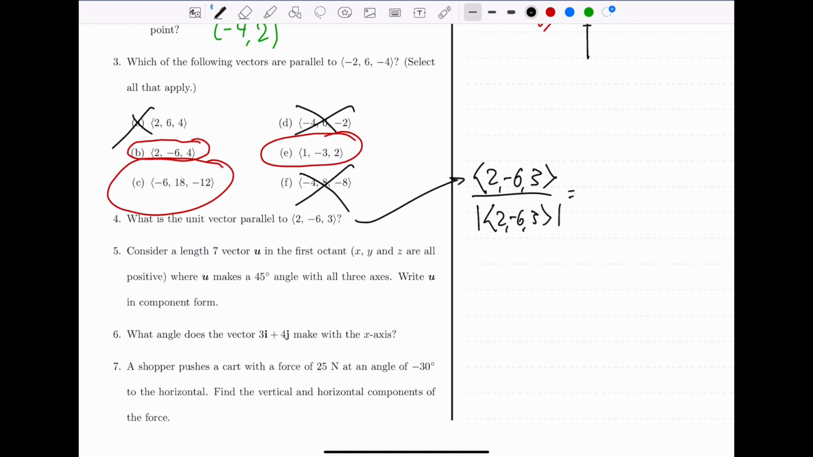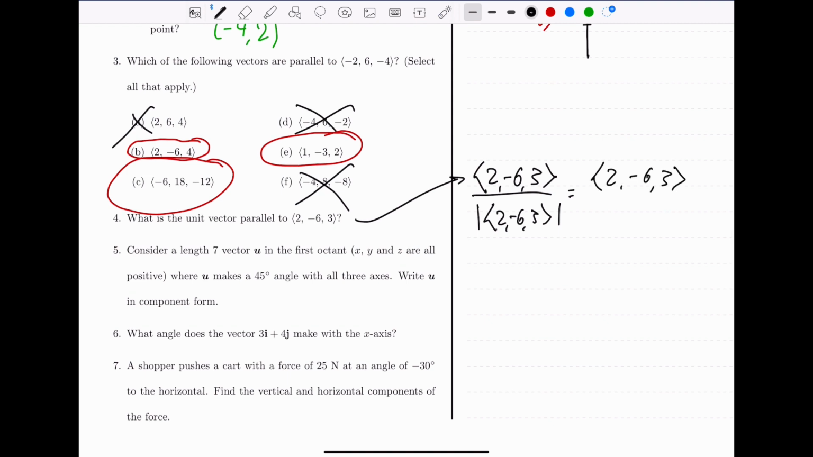Using the formula for magnitude, we're going to just write down the original vector again, and then the magnitude is the square root of 2 squared, which is 4, plus negative 6 squared, which is 36, plus 3 squared, which is 9. If we add these numbers under the square root, we have 36 plus 4 is 40, plus 9, 49, and we're taking the square root, so we have a 7 in the denominator here.